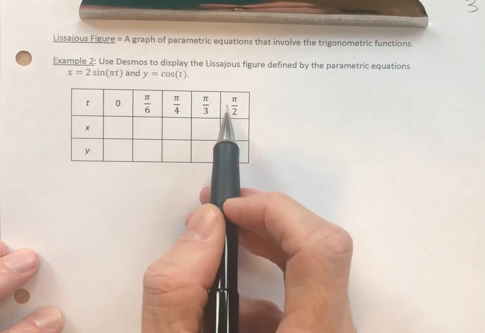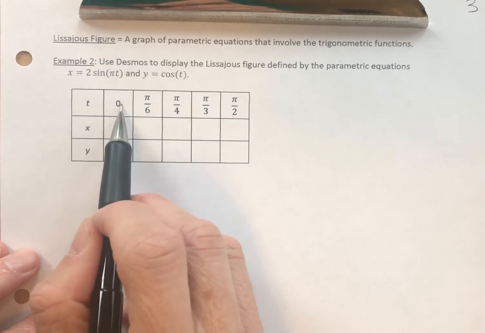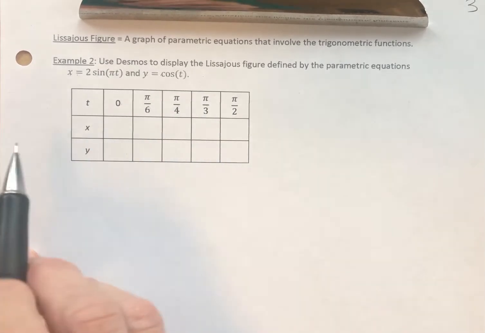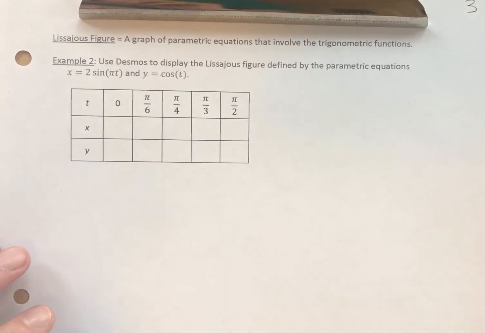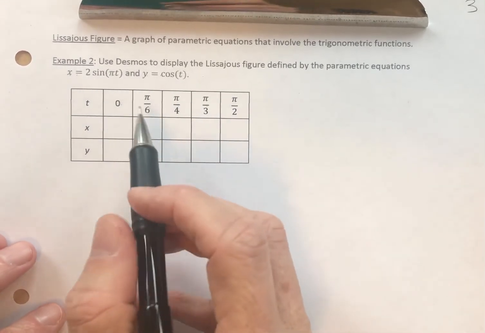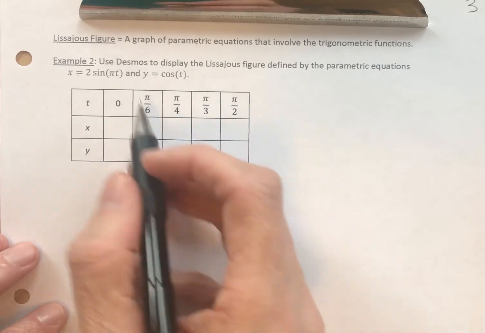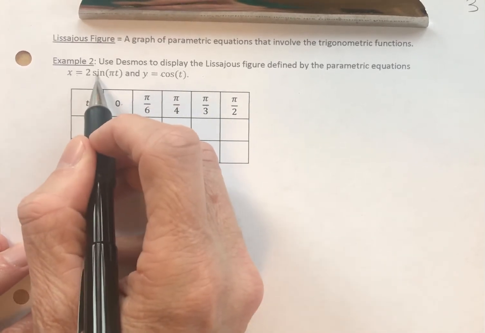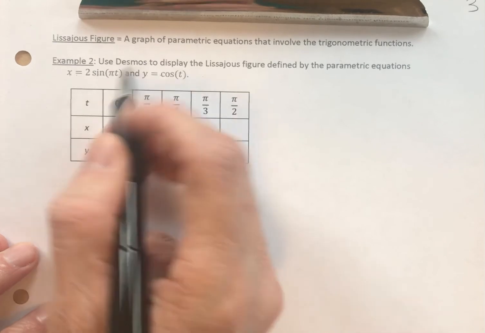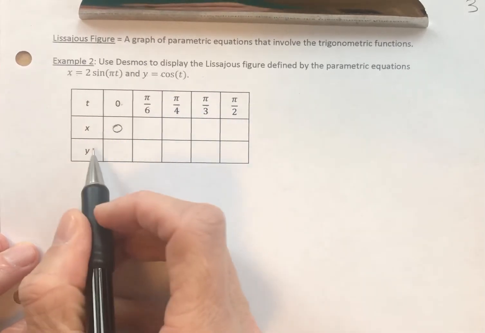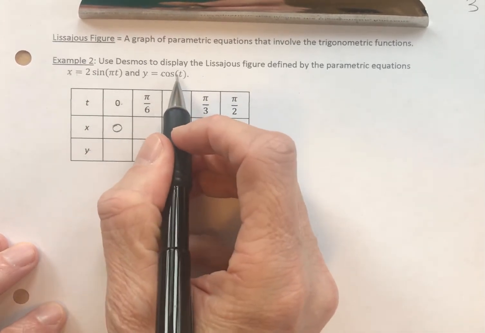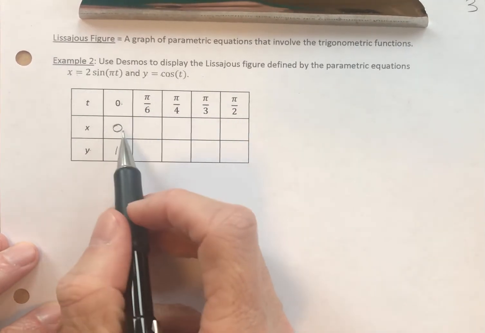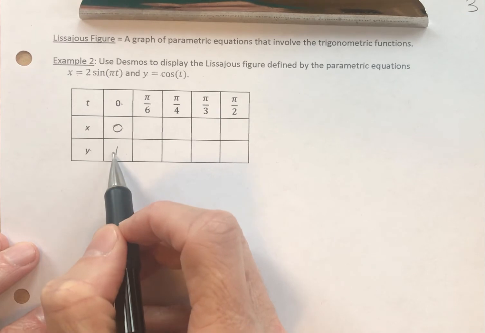I basically did the first quadrant. I went from 0 to pi over 6 to pi over 4 to pi over 3 to pi over 2, just to put in the numbers for that. So when t is 0, x equals 2 times the sine of 0, which is 0, and the y coordinate is equal to the cosine of 0, which is 1. So at time 0, we're going to start at the point (0, 1).